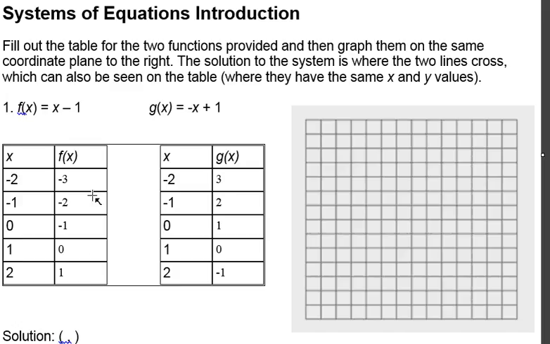All right, and now we just want to graph them. So the first thing that you want to do when you're graphing is draw a vertical line to create your y-axis, and then we're going to draw a horizontal line to create our x-axis. All right, and then we're just going to plot points.